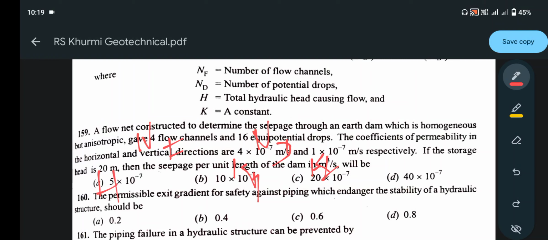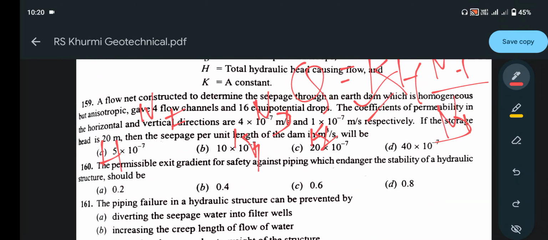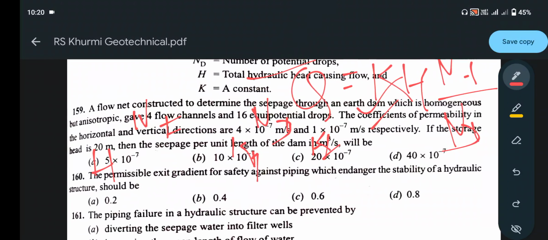We all know that Q is equal to KH Nf by Nd. Find the K value from horizontal and vertical, and put all the values, you will get the Q value. Solve this and write it in the comment box below. I will check it.